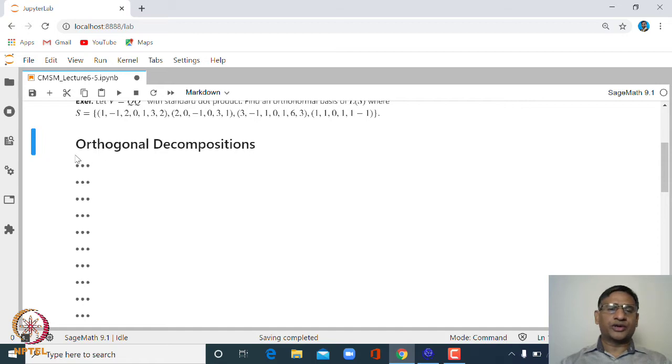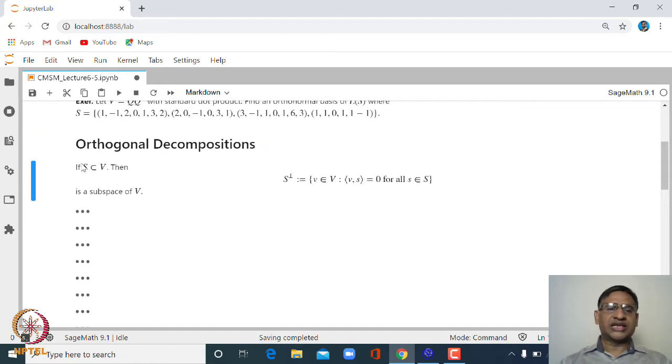This is again a very important concept. So suppose you have a subset of an inner product space V with some inner product. When we say inner product space, it will come with some inner product. Then you can take the set of all vectors in V which are orthogonal to every vector in S. That is what is called S perp, or the orthogonal component of S, right. And you can check that this is a subspace of V.